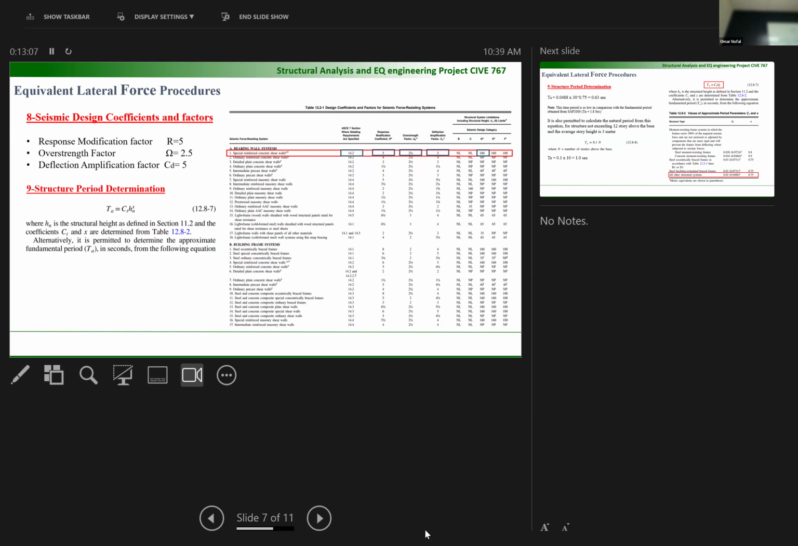Okay, so yeah, I'm not gonna go into much detail because I don't have time, but this is a little bit of an introduction about the response modification factor, which is R.